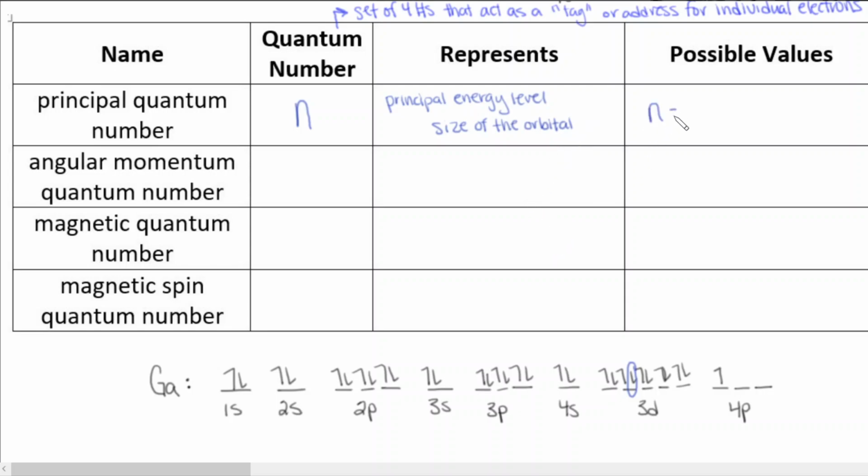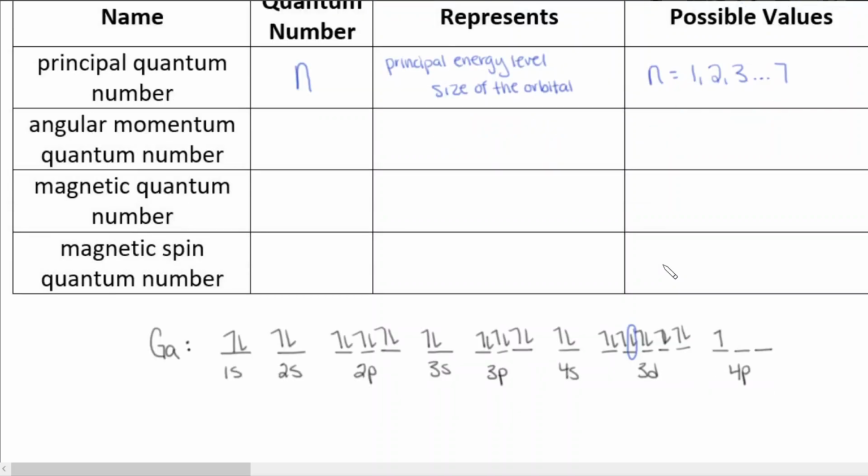The possible values, just like the Bohr model, are 1 through 7. Because these correspond, of course, to the periods on the periodic table. So if I was doing the quantum numbers for this electron here in blue, I would say that this electron has an N of 3, right? Because it's in the 3d orbital. The next thing I want to know about the electron is what shape orbital it's in, right? So it's in the 3rd energy level, but is it in the 3s? Is it in the 3p? Or is it in the 3d? The angular momentum quantum number, cursive L, tells us the sublevel or shape of the orbital.